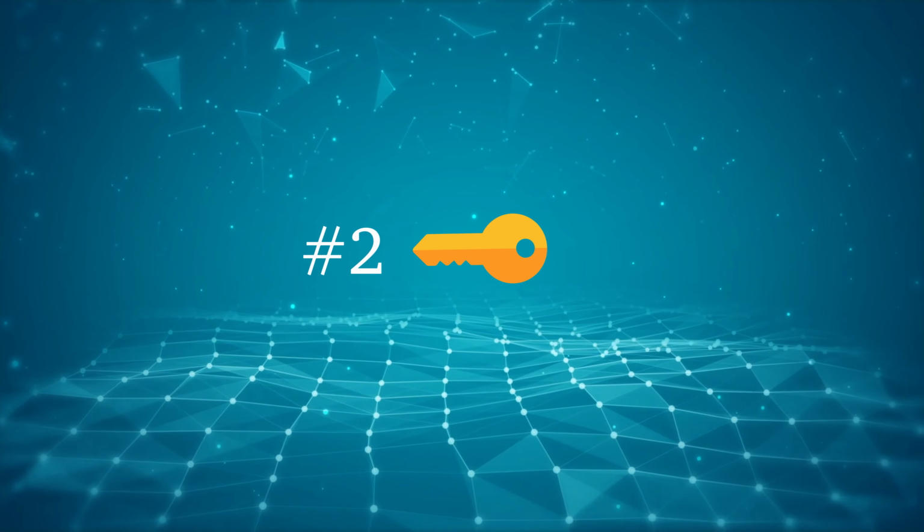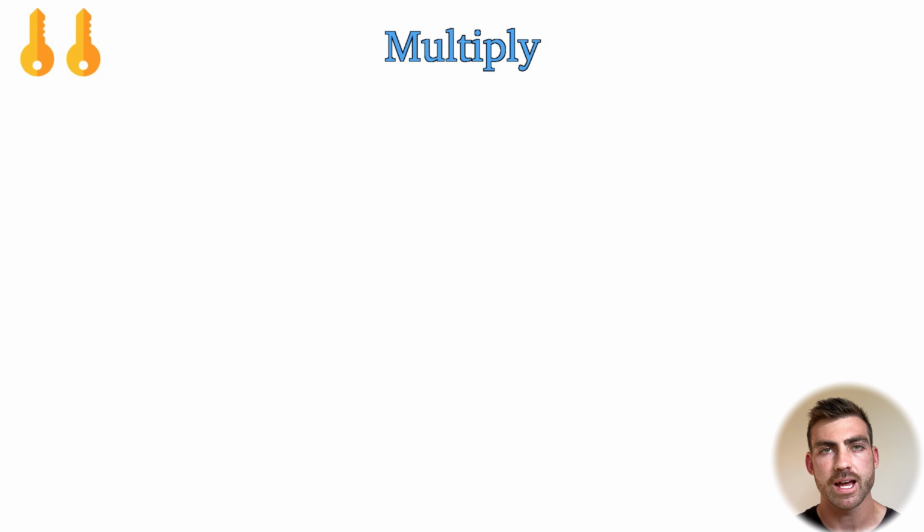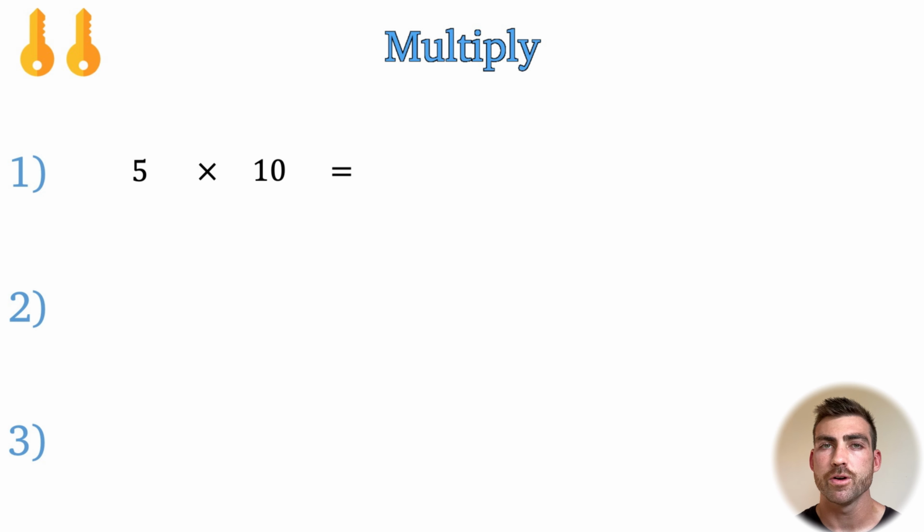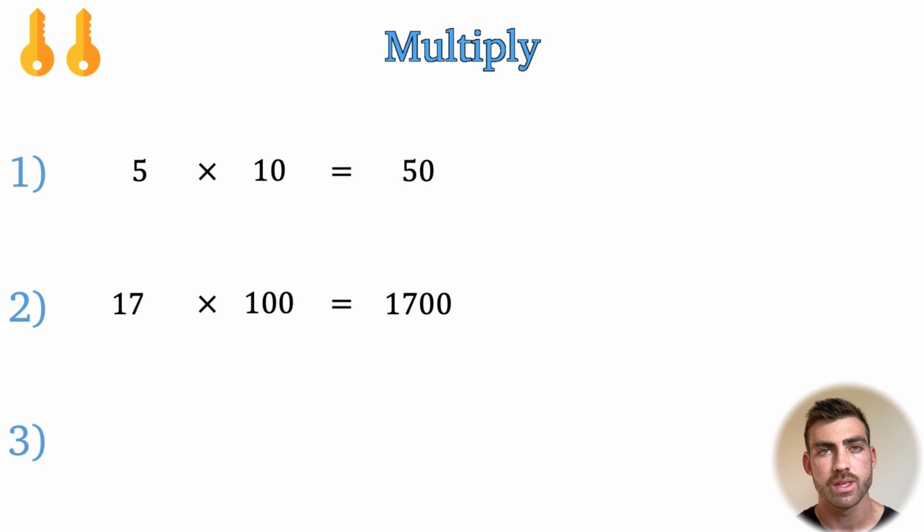Now the second key. Here you'll learn exactly how to multiply and divide by powers of 10. Firstly, multiplying. Let's see if we can identify a pattern if we complete the following questions, either solving by hand or with a calculator. The first, 5 times 10, which equals 50. The next is 17 times 100, which equals 1,700. Now 83 times 1,000, which equals 83,000.